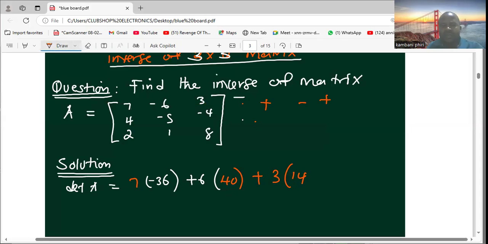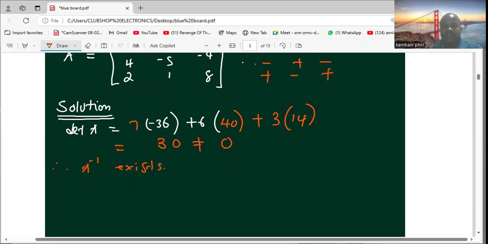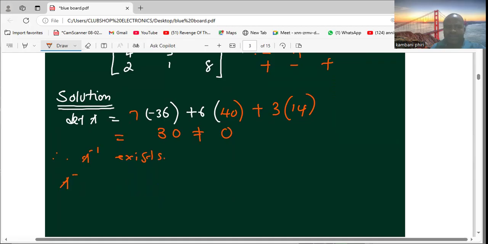Now, I've decided to use the first row. If you want, you can use the second row or the third row. But if you use the second row, then we're going to have minus, plus, minus, plus, minus, plus. These are the signs that you are supposed to use. So when we compute this, we get 30, which is not equal to 0. Therefore, A inverse exists.